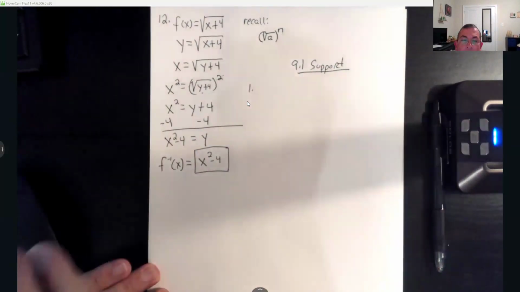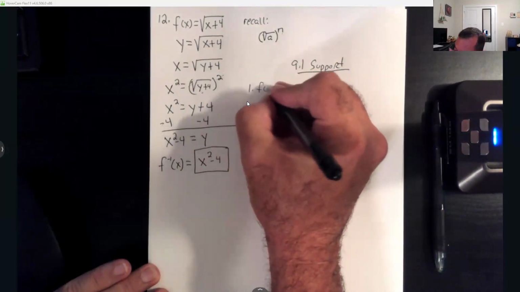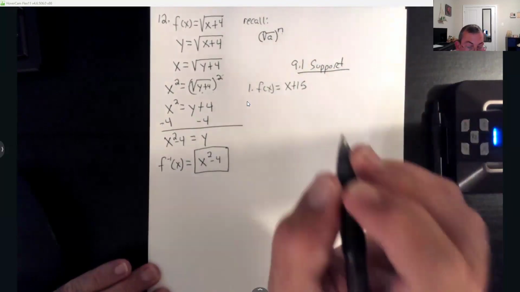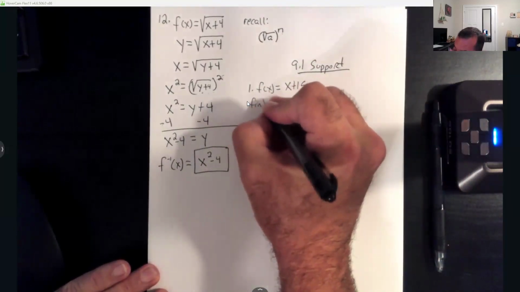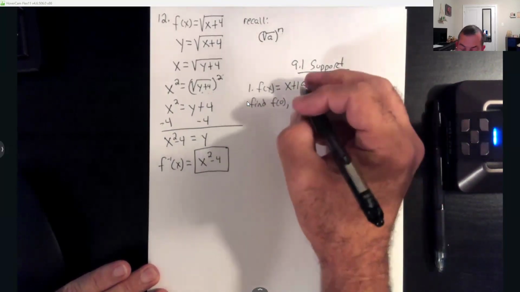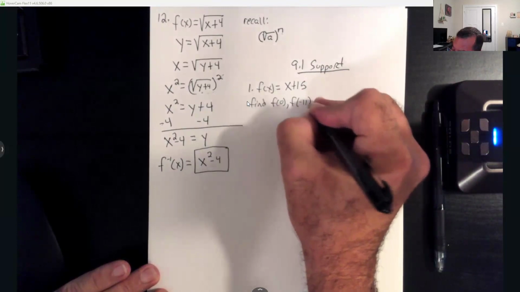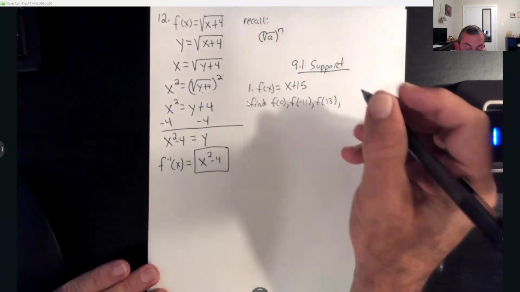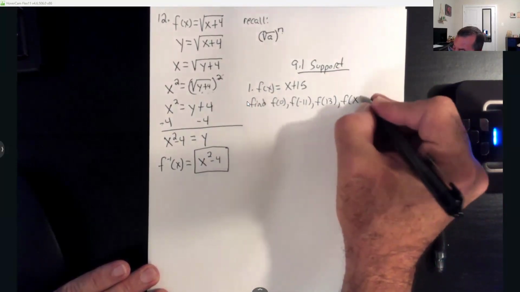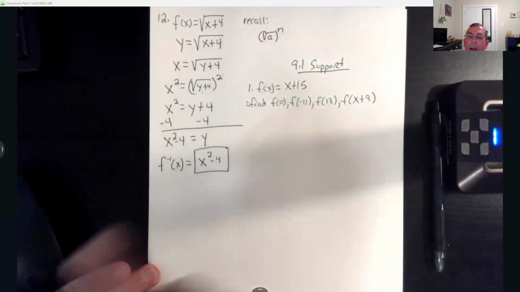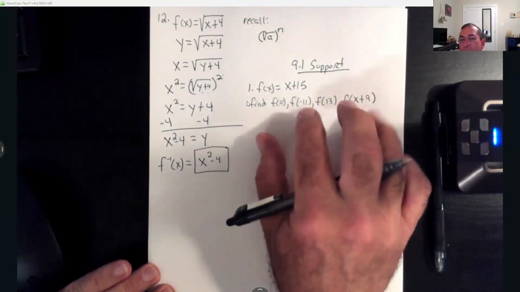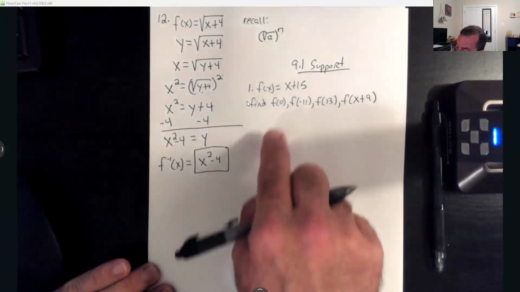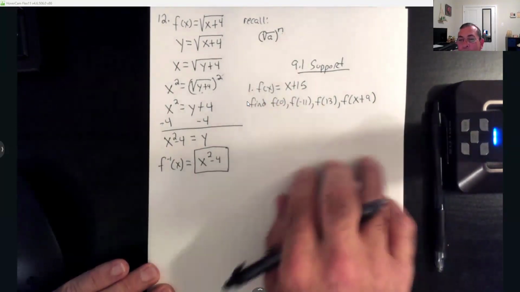So for number one, they're given f of x equals x plus 15. They want us to find f of 0, f of negative 11, f of 13, and f of x plus 9. And this stuff for 9.1 support was just really to get you ready for doing all that substituting we did in 9.1 on the compositions, okay? So let's just work these four out to get you more practice.